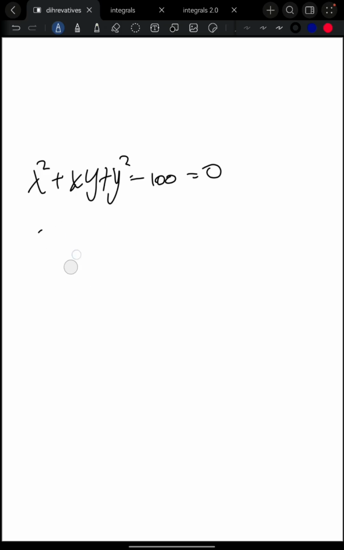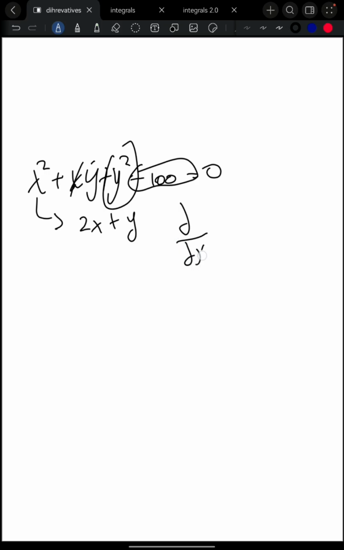So what's the partial derivative of x? We're going to pretend y is a constant, so this is just 2x plus y, since y is a constant. The other term has no x in it, so we remove it, and this is also a constant, so remove it. So that's just d by dx.